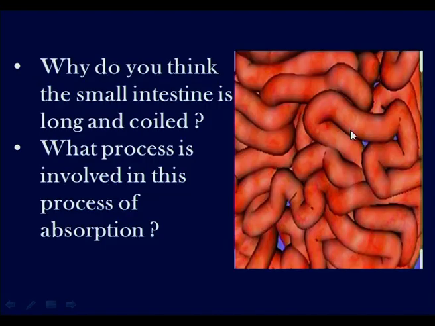Let us see the shape of the small intestine. Students, look at this picture. The small intestine is a highly coiled, long tube. Students, as you already studied in the human digestive system, the function of the small intestine is digestion and absorption of nutrients. So, once the digestion is completed, the absorption of nutrients takes place. The nutrients get diffused into the blood circulation, passing through the wall of the intestine.